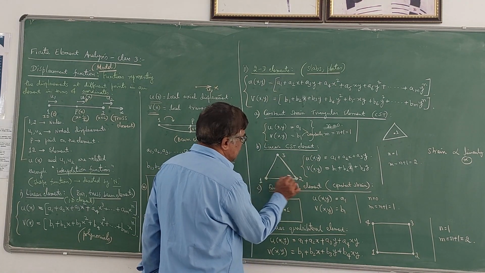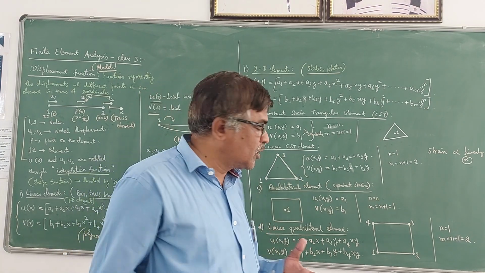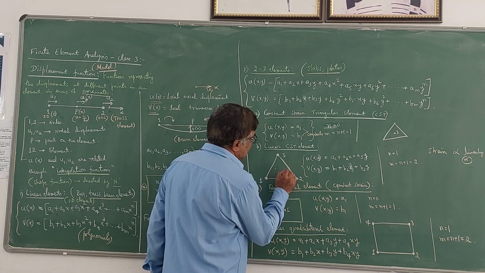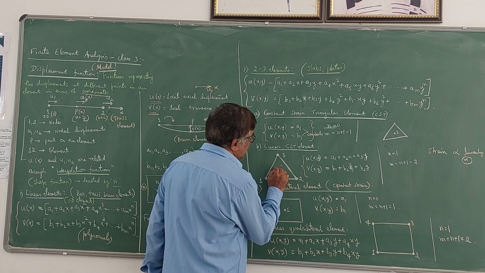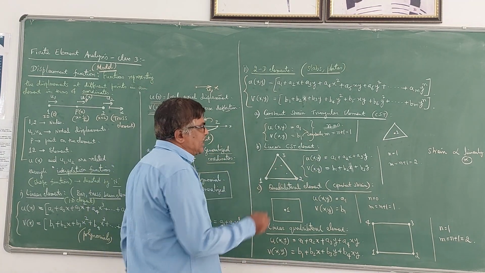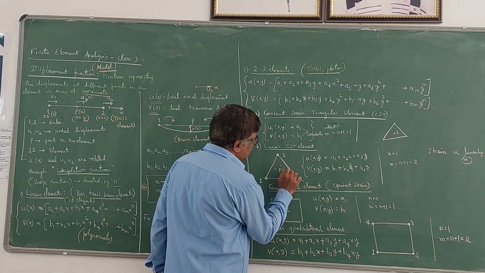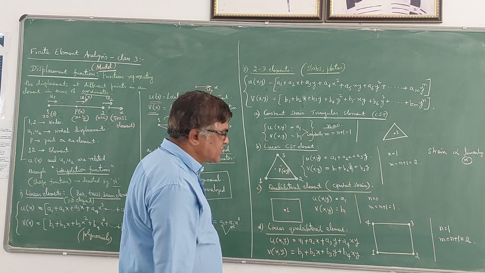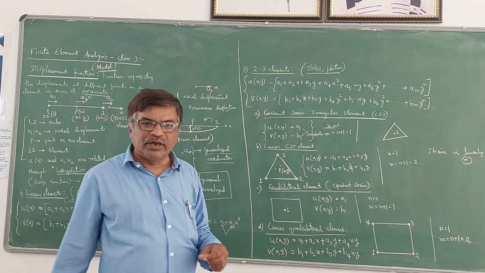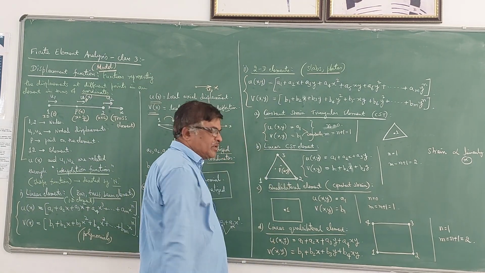So if you know the strains at these 3 points, nodal points, or displacements at nodal points, you can always find out the displacement at any other required point using this relation. That is the meaning of that. So any point you can take. For example, if you take point P here with coordinates x and y, by knowing x and y and by knowing these constants a1, a2, a3, b1, b2, b3, you can always find out u and v values at this point P. That is the meaning.